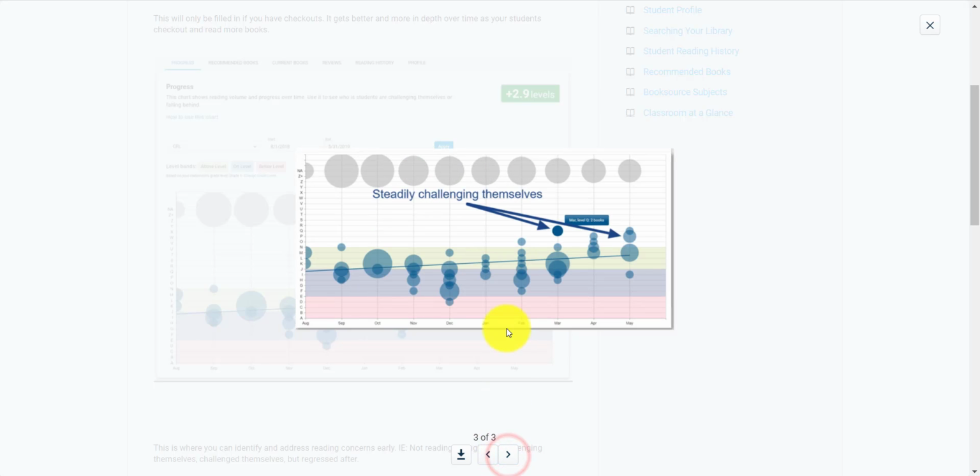Now, on the other hand, you might have a student that's steadily challenging themselves. This student used to be in their comfort zone around this period, but then they started just kind of dabbling in a higher level, and they just kept going. Now, of course, most of the books they read were on level or slightly above, and that's what they're used to, but it's good that the student keeps challenging themselves. And this might be a good opportunity for you to look at that student and just give them a pat on the back.